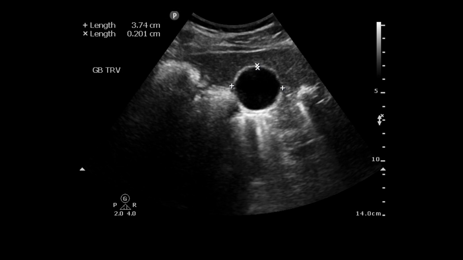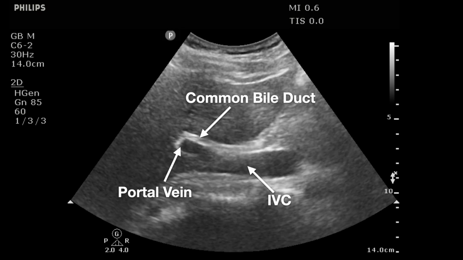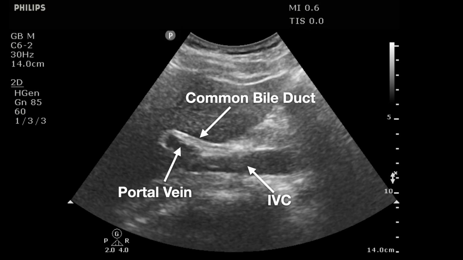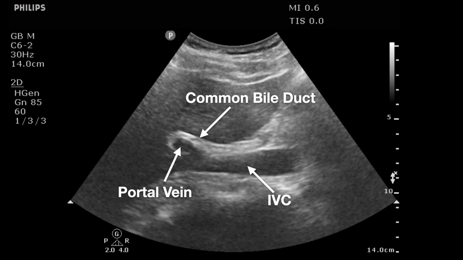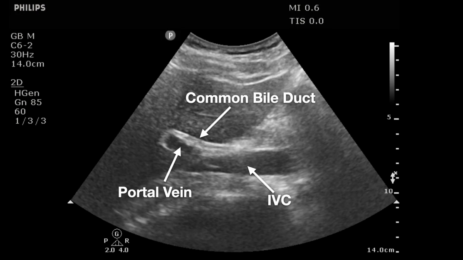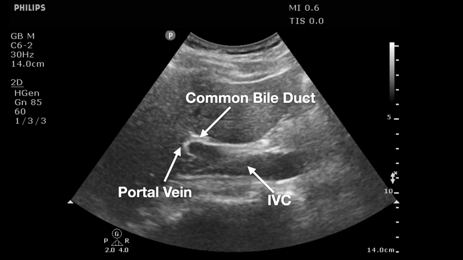And then we looked at how to find the common bile duct, right? This is the challenging part for everyone who's learning gallbladder ultrasound as they're getting into this: finding that common bile duct. And I had an opportunity with one of our residents to work through that this week.